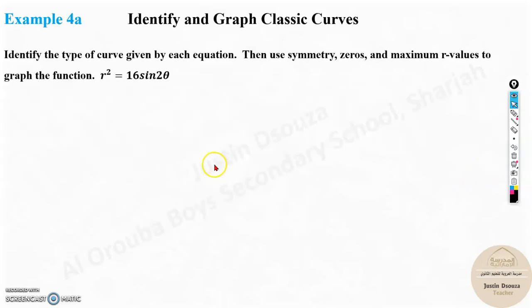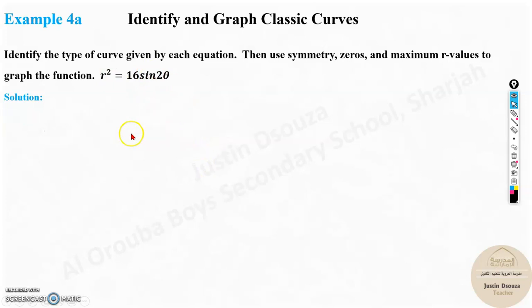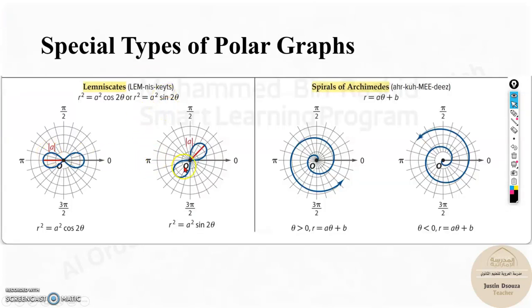Let us solve some problems over here. Here we have been given a standard form, that is r squared equals 16 sine 2 theta. We need to identify the curve, tell the symmetry, zeros, maximum value and r value, and also graph this. Looking at this, if it's r squared, only a lemniscate has it. So this is a lemniscate because it's r squared. The standard form is a squared sine 2 theta. We just now saw it over here.